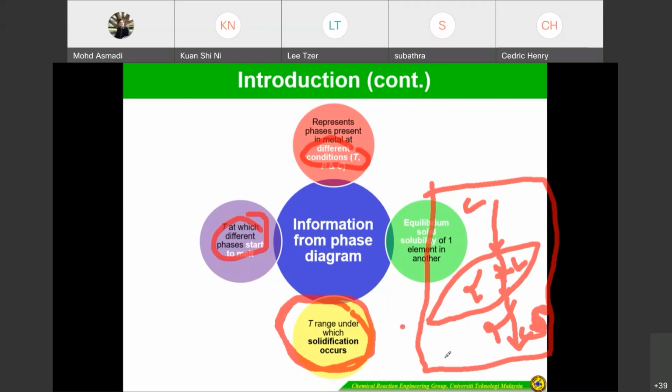So for the binary, maybe this one is A, B. This end is 100% pure A, and for B, this end is 100% pure B. So we can know the solidification from liquid to solid, or solid to liquid, which is melting. And the equilibrium solid solubility of one element in another, we can get this information from the phase diagram.